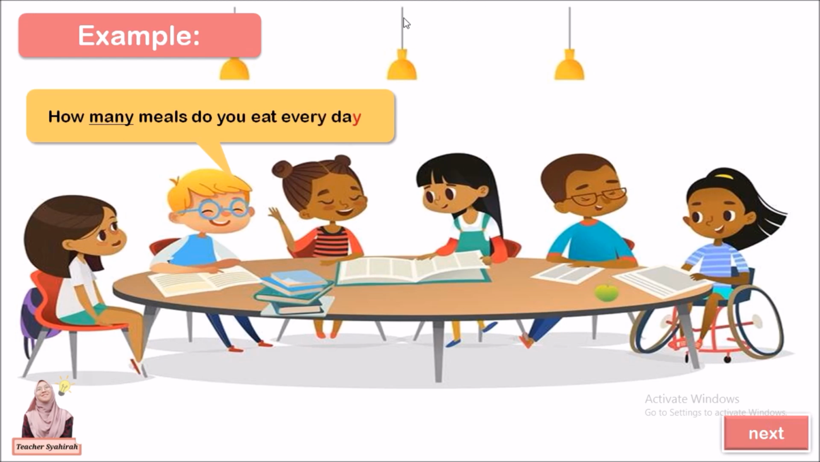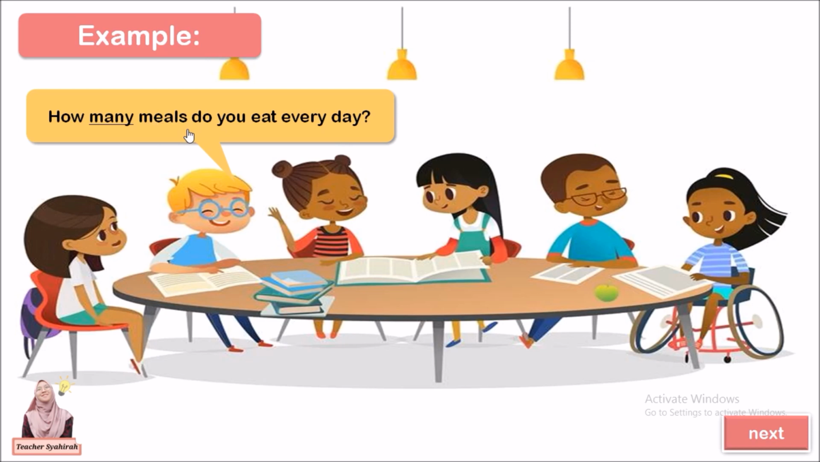Alright, now let's move on to the example. Okay, we look at another example. How many meals do you eat every day? Okay, tengok ni, dia guna many. Sebab meals ni benda yang kita boleh kira, hidangan kita boleh kira kan. Macam satu hidangan, how many meals do you eat every day?